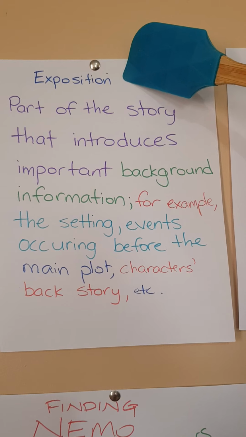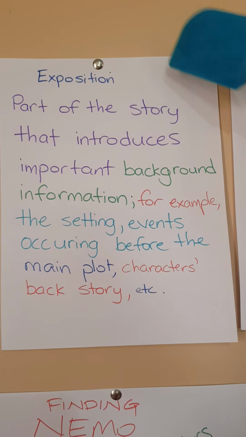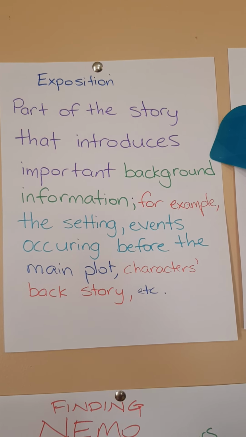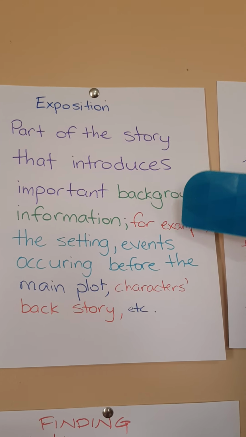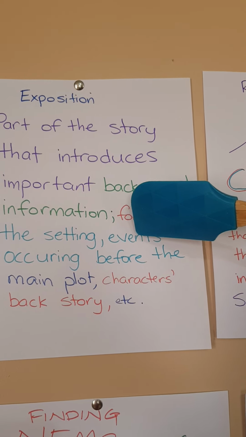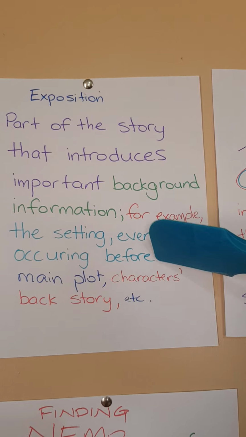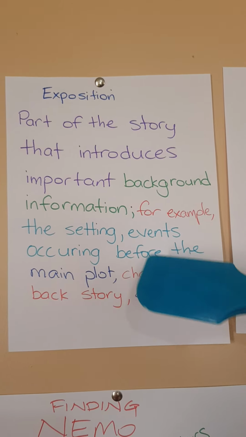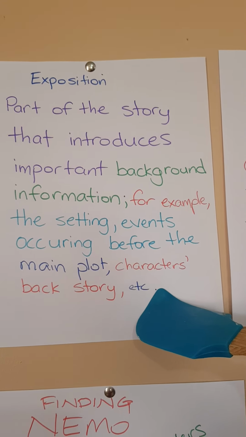Right, so here we have the exposition. If you remember from the diagram, that's how it begins. This is the part of the story that introduces important background information, right? For example, the setting, we spoke about that, and events occurring before the main plot, or even introducing the character's backstory. So this is where you're giving them a little bit of information on what your story is even going to be about and who is in your story and where it's going to be.